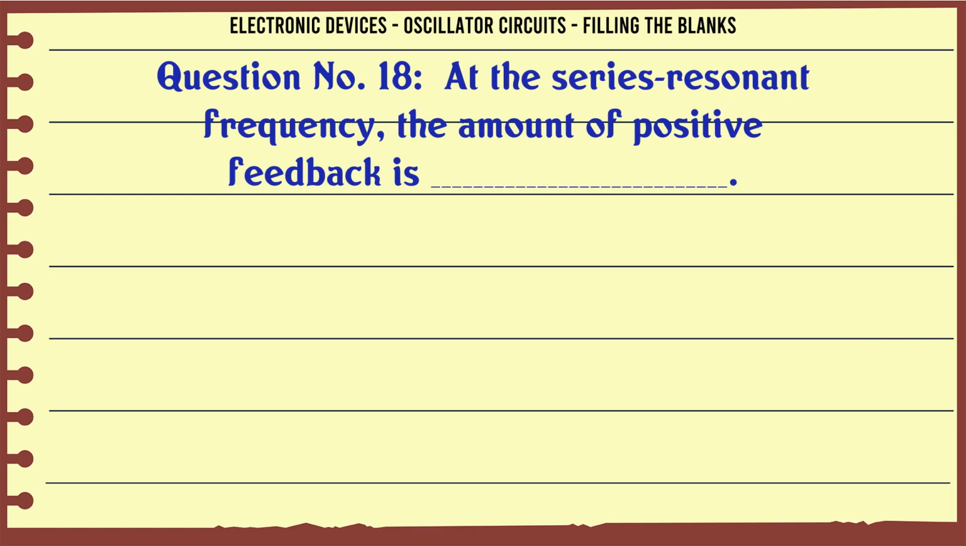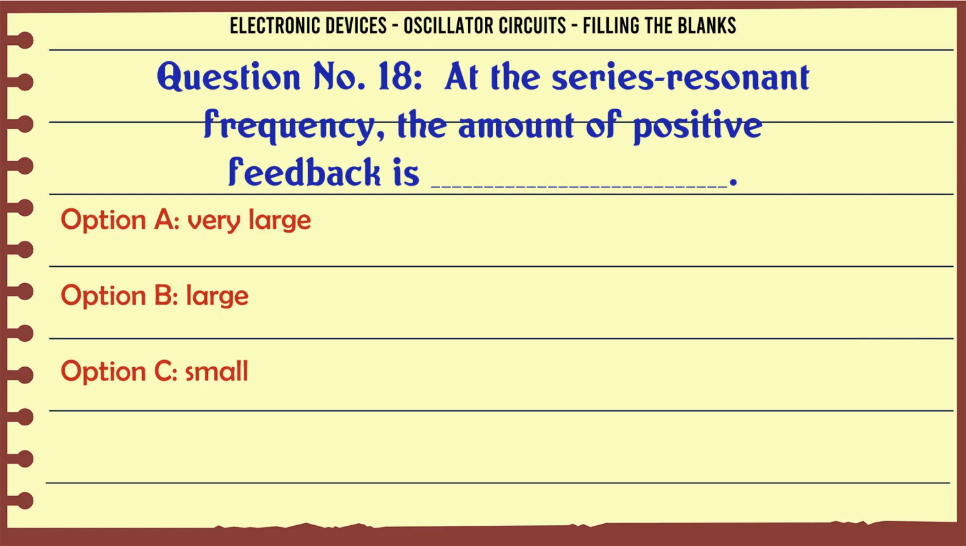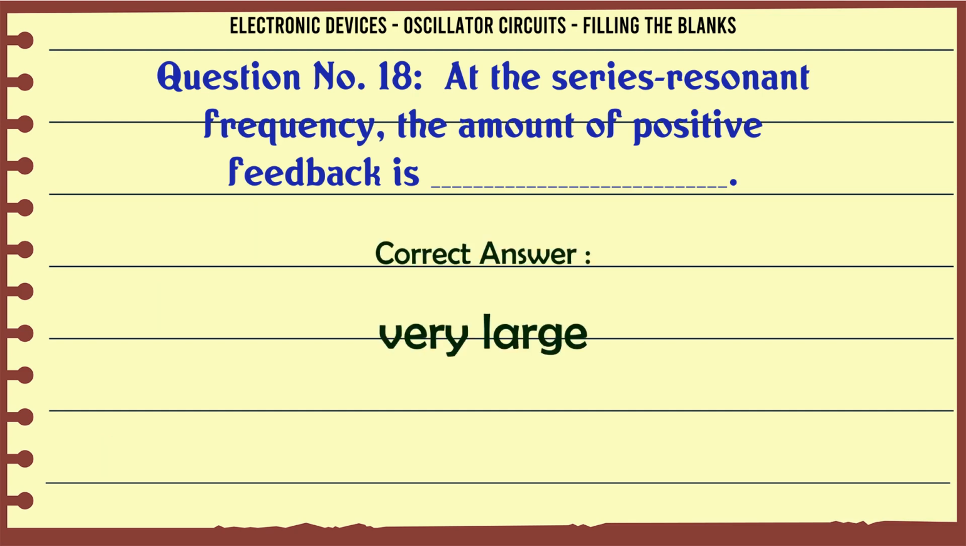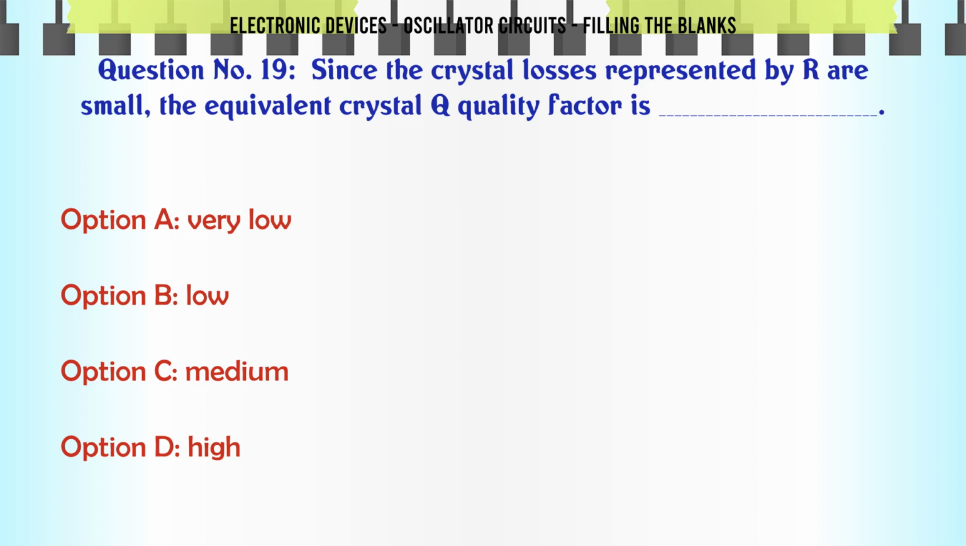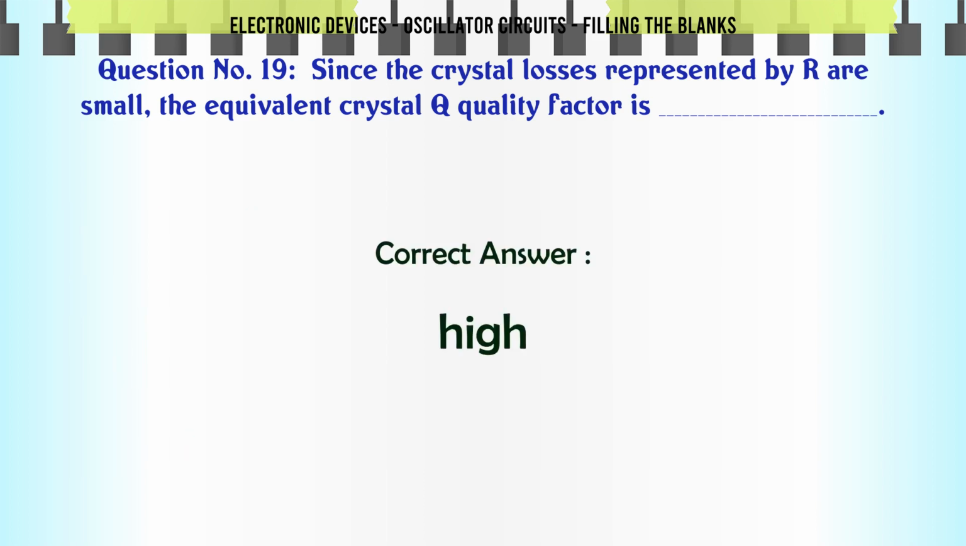At the series resonant frequency, the amount of positive feedback is A. Very large, B. Large, C. Small, D. Very small. The correct answer is very large. Since the crystal losses represented by R are small, the equivalent crystal Q quality factor is A. Very low, B. Low, C. Medium, D. High. The correct answer is high.